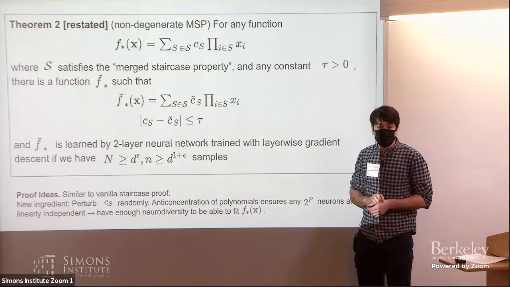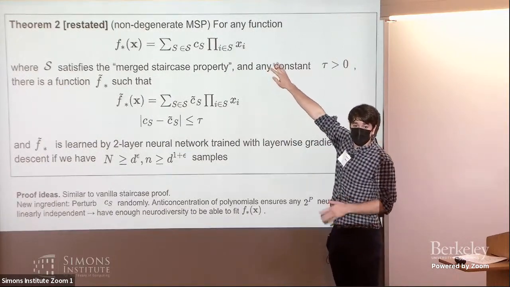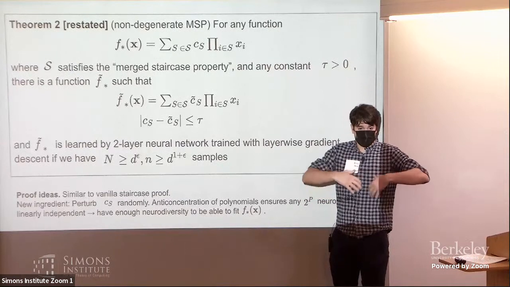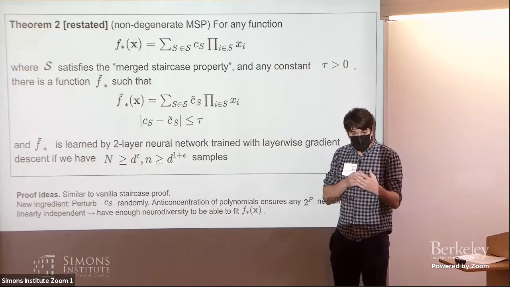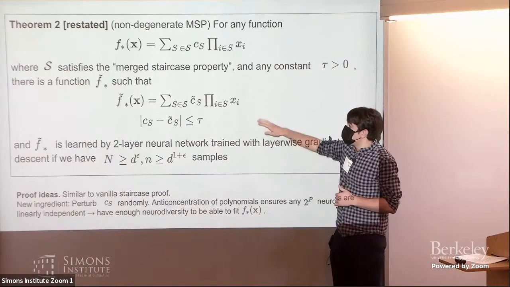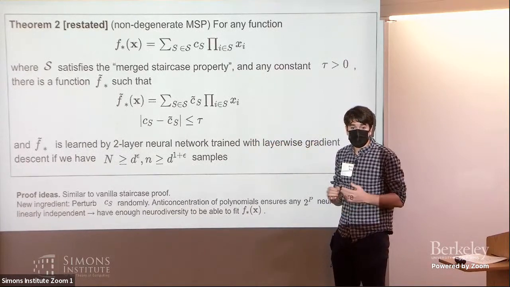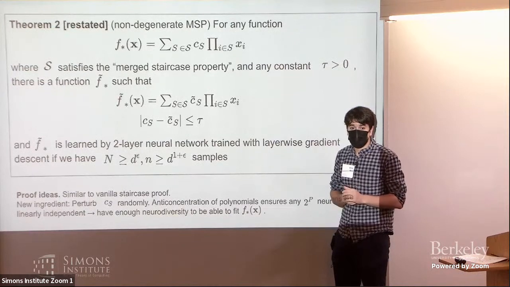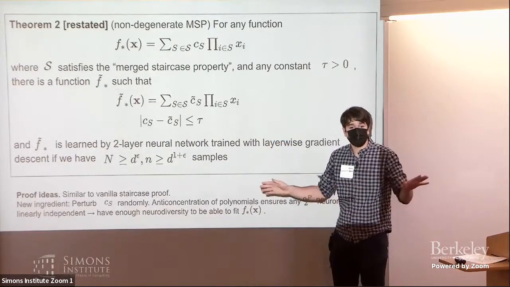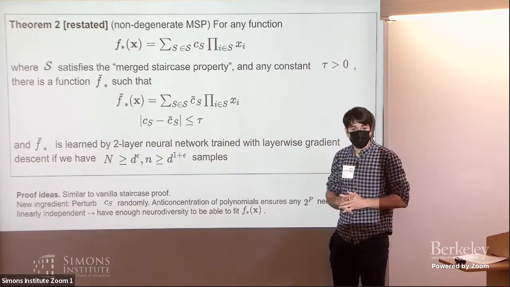What's a non-degenerate function? If we begin with f star, which is some multilinear polynomial with a sparsity pattern on its Fourier coefficients, which satisfies this merged staircase property, and we perturb the non-zero Fourier coefficients with epsilon small noise, then we can prove that the resulting function is learned. In some sense, it works with probability with respect to the perturbation. So it's a smooth analysis saying any arbitrary merged staircase property function that you begin with, if you perturb it slightly, you will get a function that is learnable.